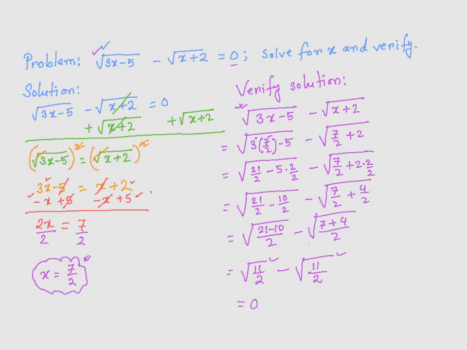Therefore the solution that I got for this equation, x is equal to 7 over 2, is in fact the solution to the given equation, because the left hand side evaluates to whatever is on the right hand side.